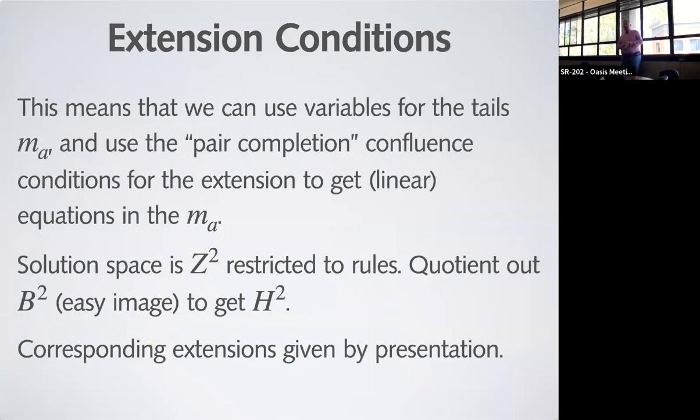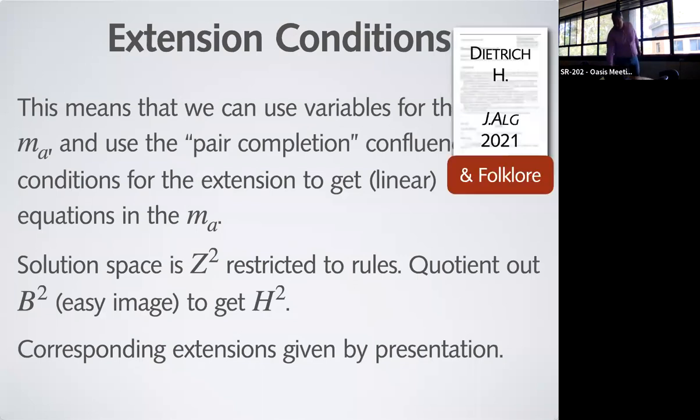Now, how can I find the possible tails? I look simply in this context at the tails as variables. And what I need is confluence. So the confluence conditions are necessary conditions on the variables, which the variables need to fulfill, and that ultimately will give me linear equations in these tails as variables, and the solutions will describe the two co-cycles as restricted to the rules. I quotient out the two co-boundaries, they are easily found from the definition, and I get the two co-cycles, and I even have, through the rewriting system, a presentation that is a presentation for the corresponding extension.